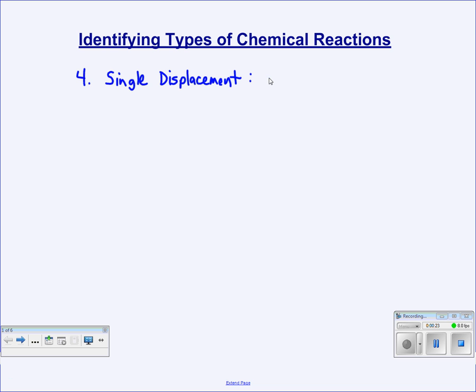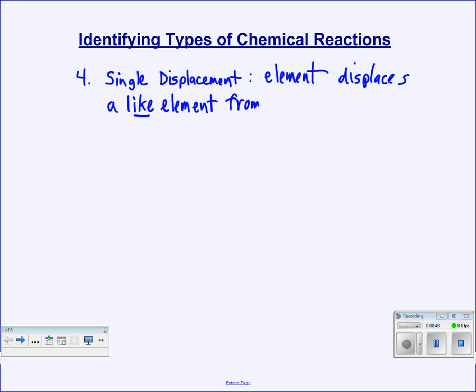An element displaces a like element, and we'll define what that means here in a second, from a compound, to form a new element and new compound.